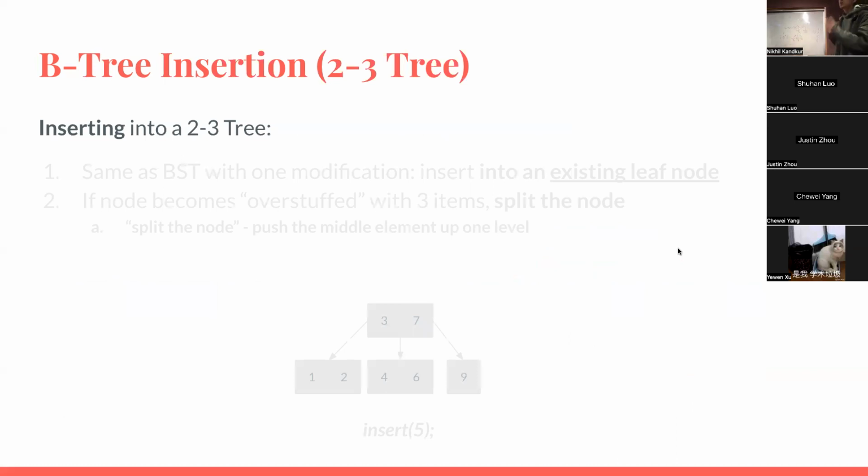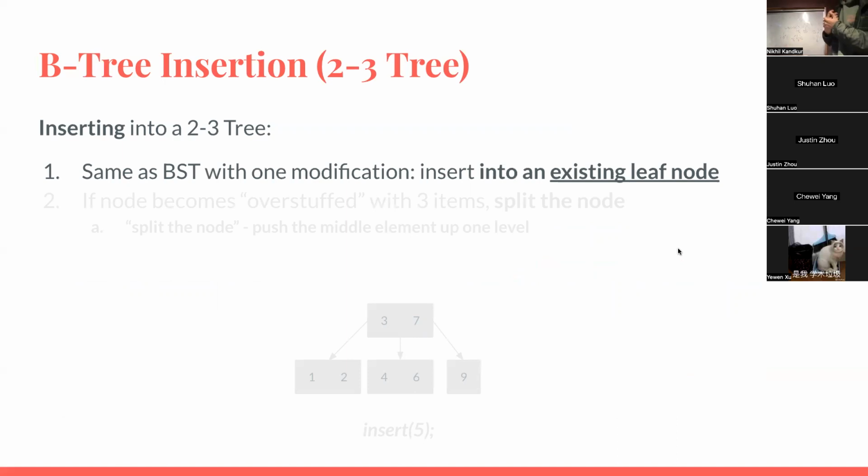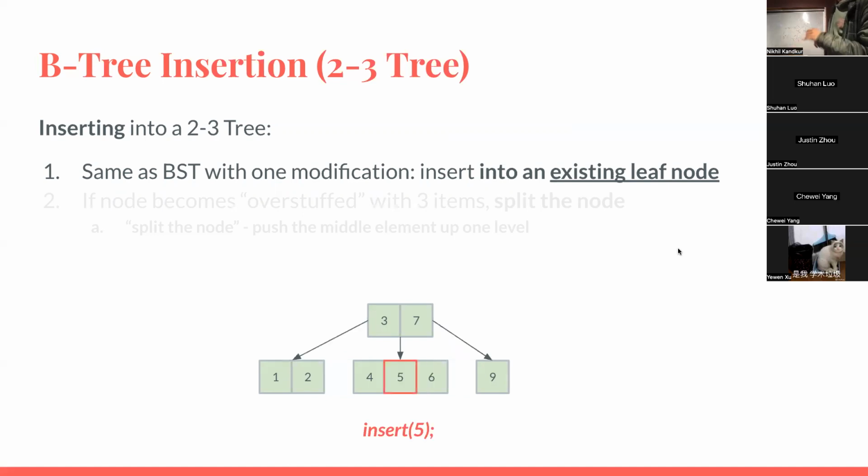Cool. So let's do a quick insertion to see the whole process of it. When we insert into the 2-3 tree, it's going to be kind of the same process as a BST, except the only difference is we're actually going to insert into an existing leaf node. In a BST, we create a new leaf node on its own. But in a B tree, we just insert into an existing one, right? So let's walk through this example real quick. If we're trying to insert 5 into this 2-3 tree, 5 is going to be inserted into a leaf node, which is going to go into the middle child, right?